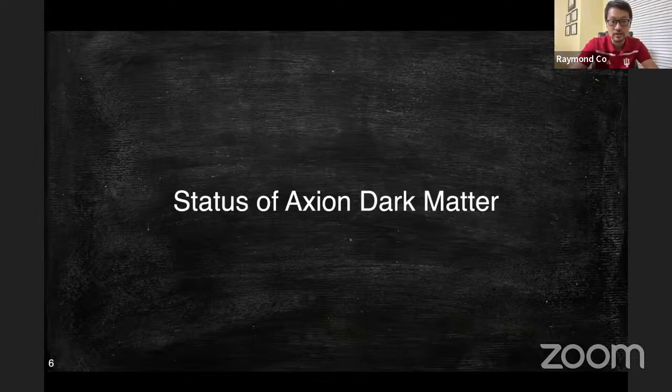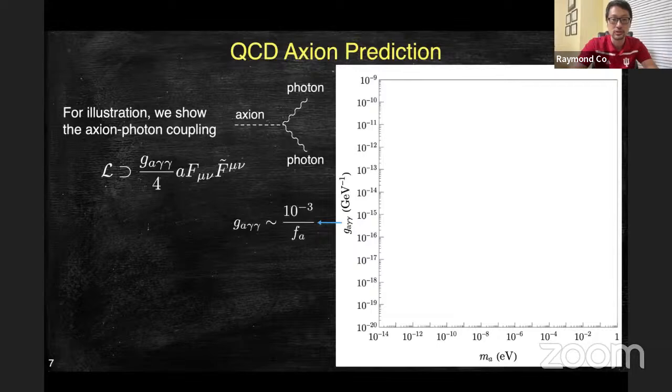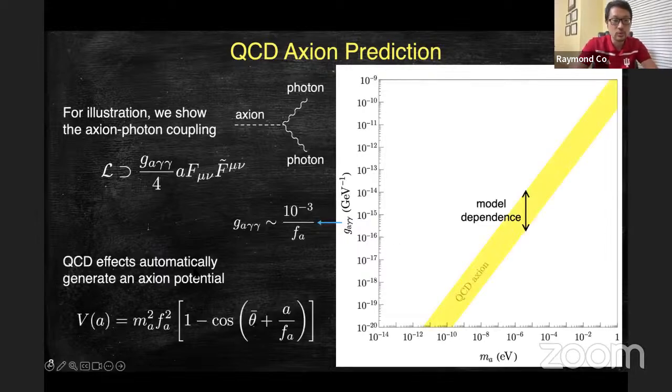And now I just want to give you the status of the axion dark matter searches. For illustration, I will use the axion photon coupling. So the y-axis is how strongly the axion couples to the photon. For the purpose of the talk, you can think of it as 10 to the minus 3 divided by FA. But in general, there's some model dependence. The horizontal axis is the axion mass in electron volts. And the fact that we have an axion photon coupling tells us that there's a specific relation between the decay constant FA and the axion mass.